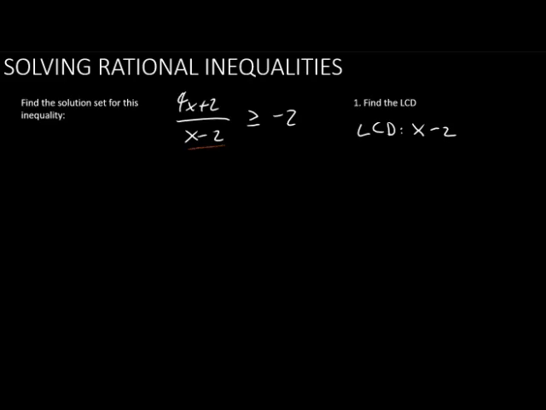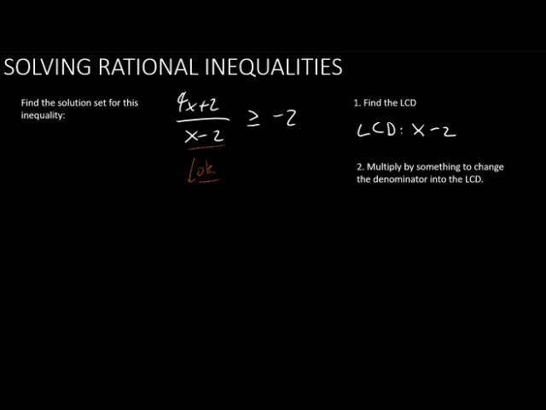Now that we know that, we will multiply any terms by whatever we need to make the denominator into the LCD. Our first fraction already has a denominator of x minus 2, so it's okay. We don't have to do anything to it. However, the whole number on the right is negative 2. We're going to need to make a change to that.